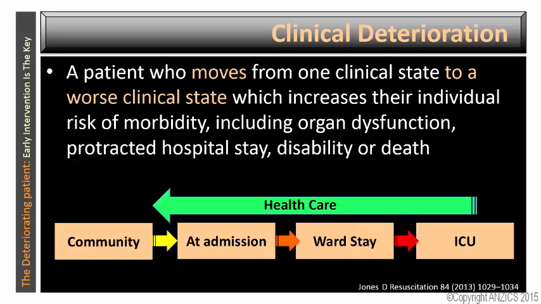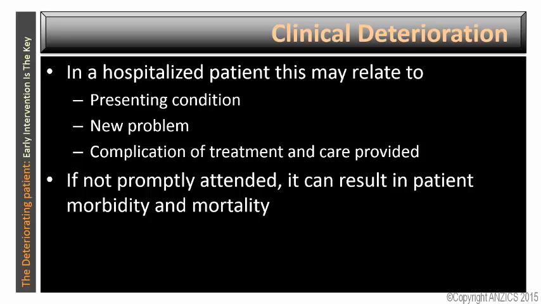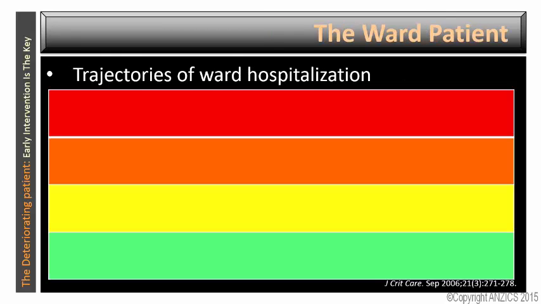And one of the primary goals of healthcare is to try and reverse this deterioration and send them back to the community. So in a hospital patient, clinical deterioration can relate to the presenting complaint they originally came with, or a new problem that has developed during the hospital stay, or a complication of the treatment or care provided during the hospital stay. And if this is not attended to promptly, this often results, as I said, in mortality and morbidity.